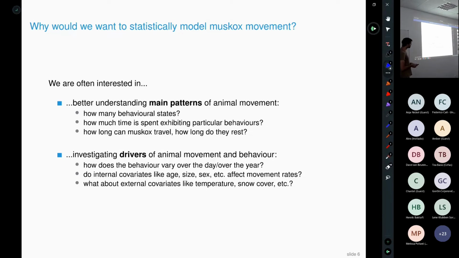Anyway, and then the more interesting questions, that's the ones down here. This is about how animals respond to their environment mostly, but also how internal drivers, sex, age, fitness, and so on, how that affects the movement. So that means basically covariate effects of, I don't know, environmental covariates and movement.